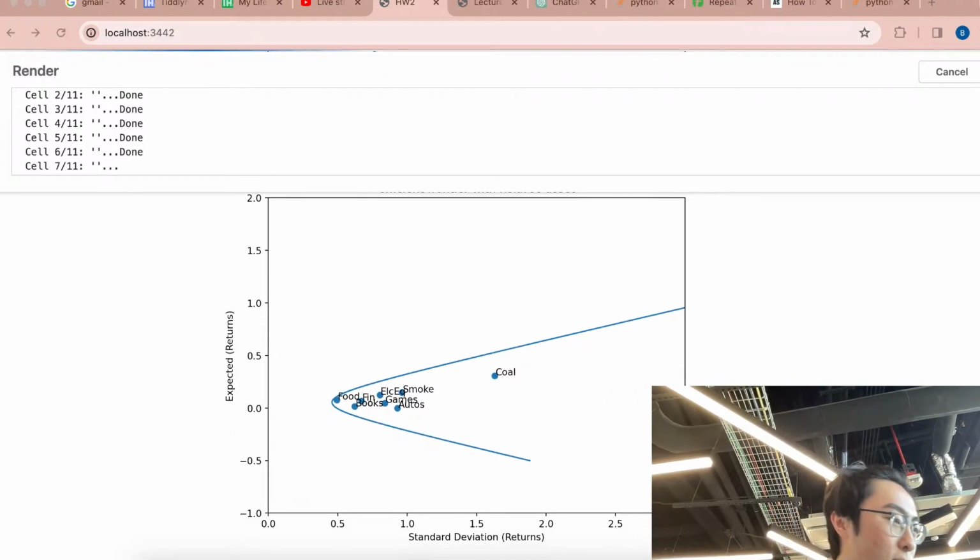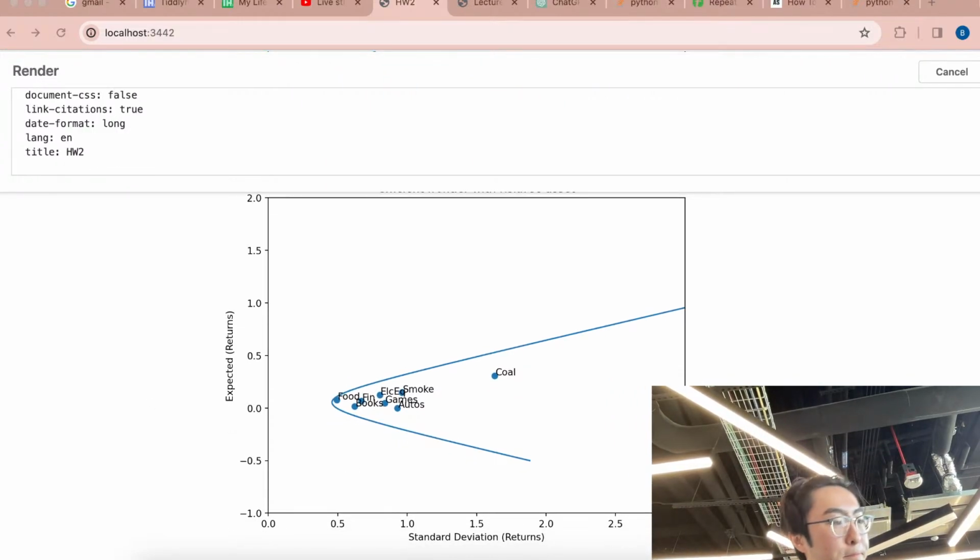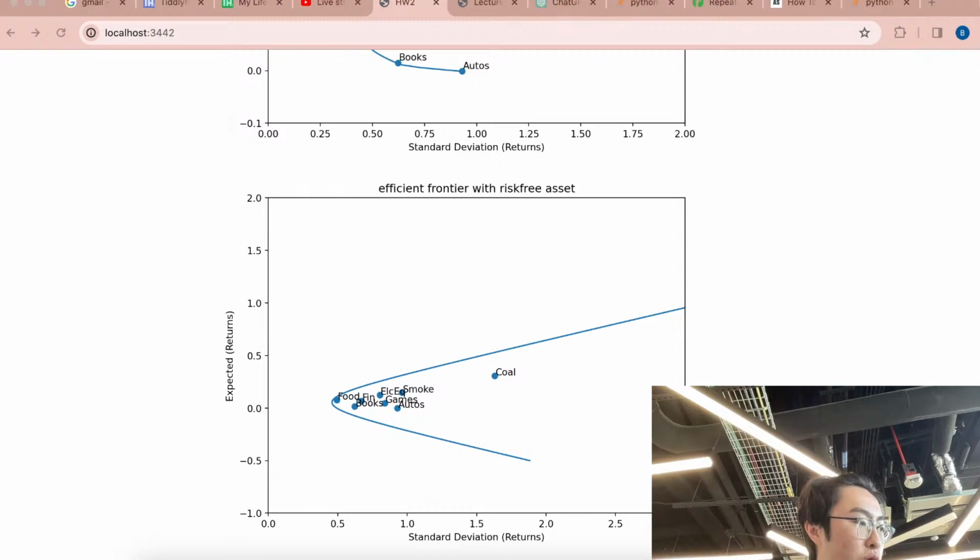Okay, I think I want to zoom in a little bit. Return limit. Let's do maybe 1.5, 2.